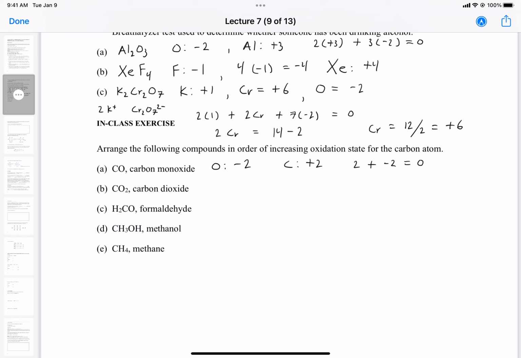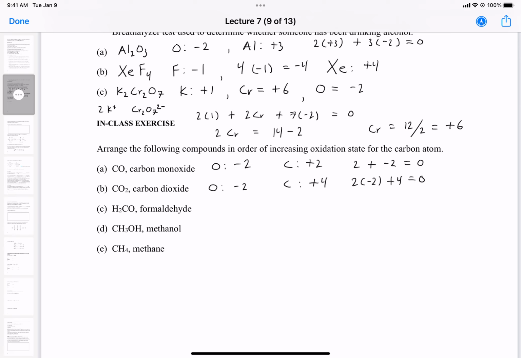So remember, oxygen is always going to be -2. And then carbon, to cancel out the oxygen's negative oxidation state, we have a total of -4 from the oxygens. So carbon should be +4 because there are 2 oxygen atoms. So we have 2 times -2 plus 4 equals 0.